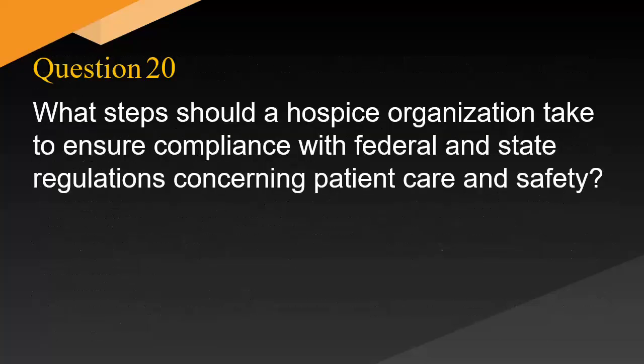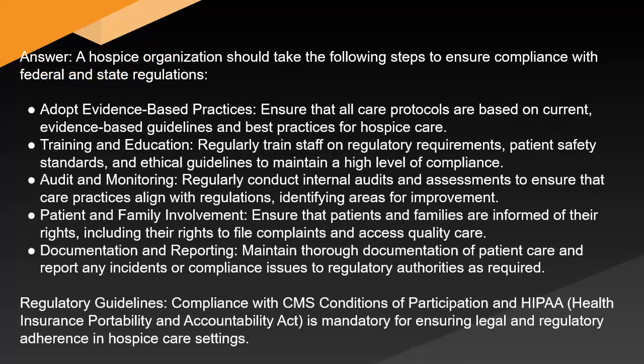What steps should a hospice organization take to ensure compliance with federal and state regulations concerning patient care and safety? Answer: a hospice organization should take the following steps to ensure compliance with federal and state regulations. Adopt evidence-based practices. Ensure that all care protocols are based on current evidence-based guidelines and best practices for hospice care. Training and education. Regularly train staff on regulatory requirements, patient safety standards, and ethical guidelines to maintain a high level of compliance. Audit and monitoring.